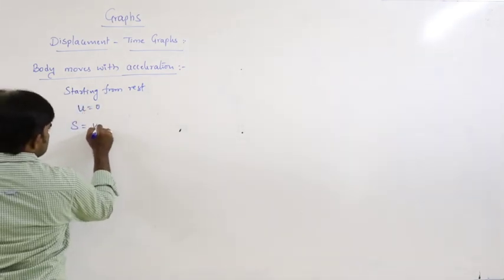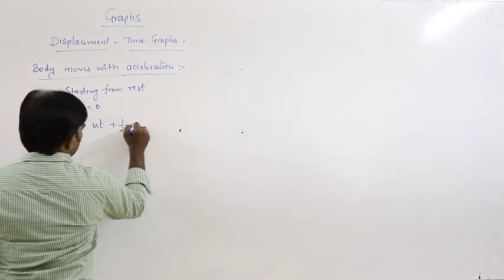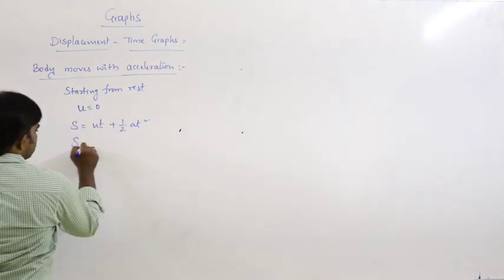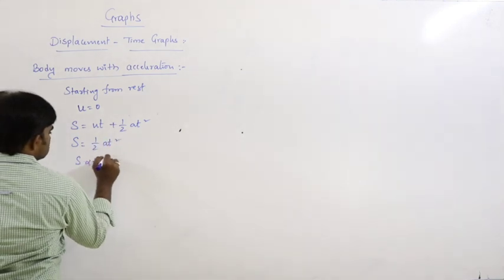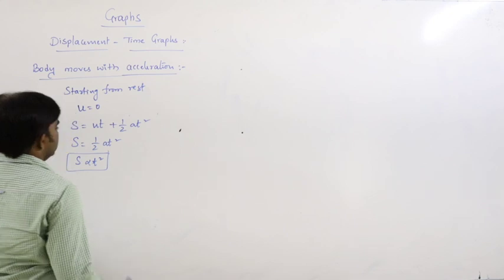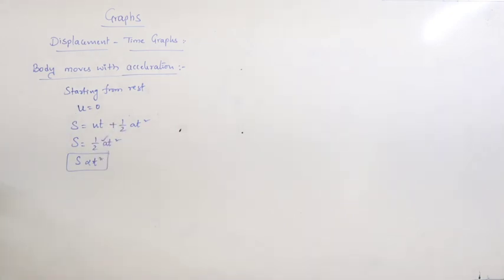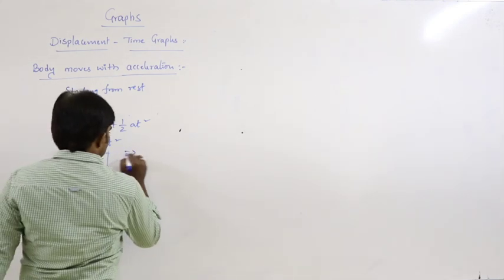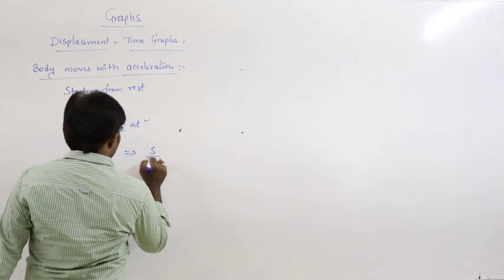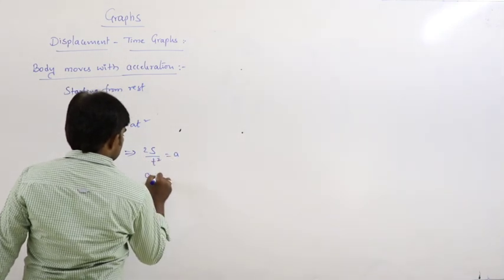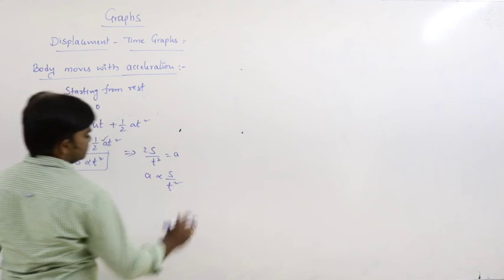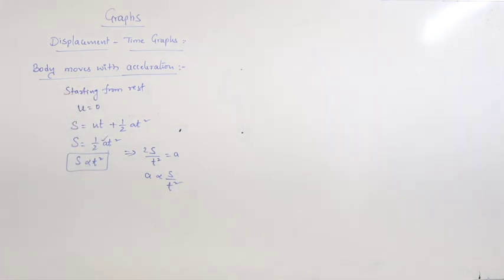So from the equation s is equals to ut plus half at square, s is equals to half at square. So s is proportional to t square. If acceleration is constant, that means body moves with acceleration. So from this, we can write 2s by t square is equals to a. So acceleration is proportional to s by t square.